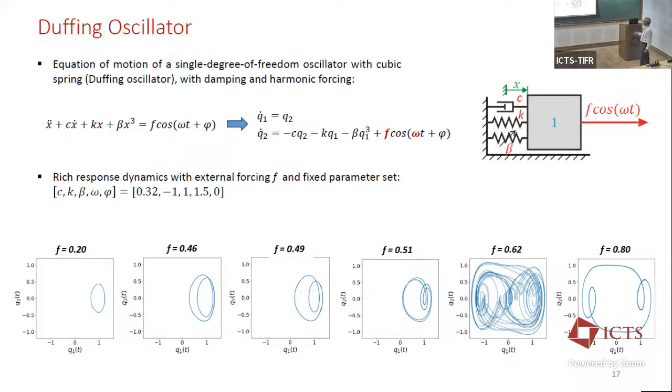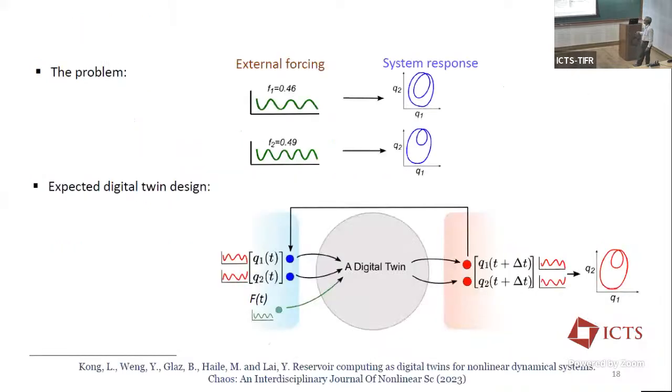This is the equation of the Duffing oscillator, and we set the parameters like this. You can see that by changing the amplitude or the frequency of the external forcing, the oscillator can show a variety of different behaviors, from oscillatory period 1 and period 2 to higher periods as well as chaotic states. So we want to design a digital twin which can predict the dynamics at different parameter values. We again use the parameter-aware reservoir, and we also input F(t), the external forcing to the system.